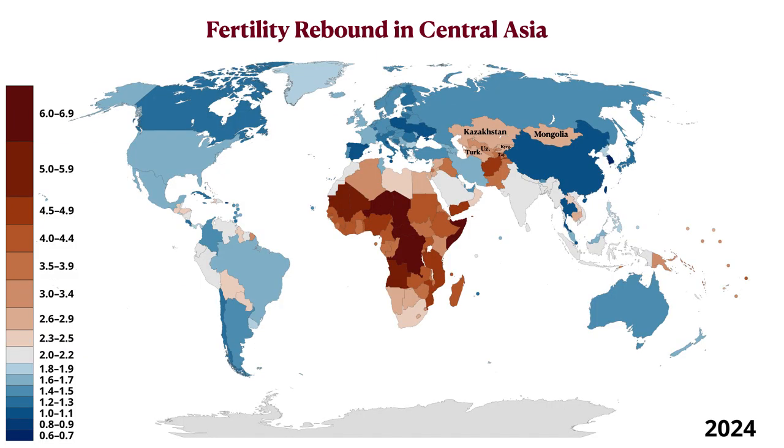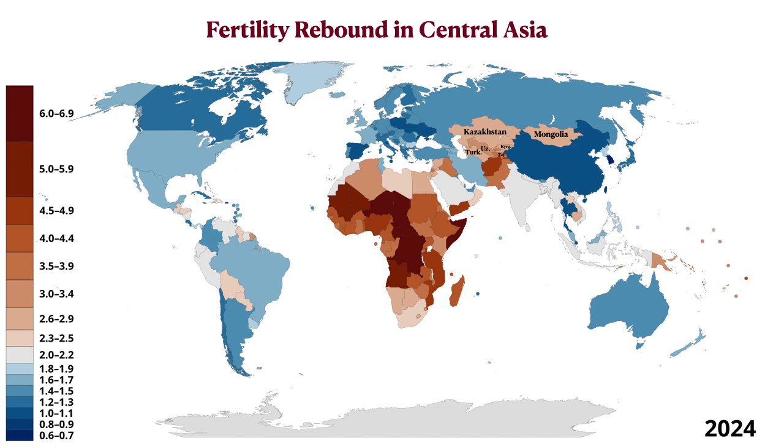Central Asia is really interesting because it's seen a fertility rebound in recent years. So I've labeled several countries here. We have 5 right in the heart of Asia that were former Soviet republics: Kazakhstan, Kyrgyzstan, Tajikistan, Uzbekistan, and Turkmenistan, all Muslim majority countries. And then Mongolia between China and Russia, Tibetan Buddhist, historically speaking, a dominated country.